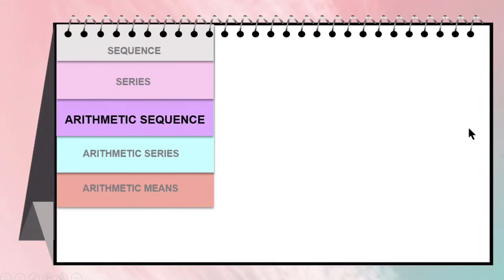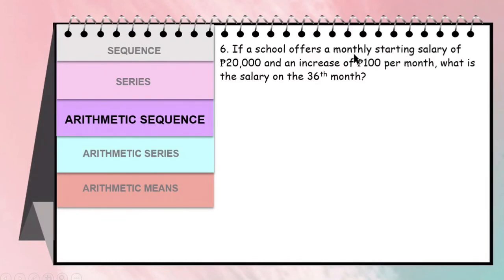For problem number 6, if a school offers a monthly starting salary of 20,000 pesos and an increase of 100 pesos per month, what is the salary on the 36th month? This is an arithmetic sequence problem since there is a common difference which is 100. Every month, the salary increases by 100 pesos.